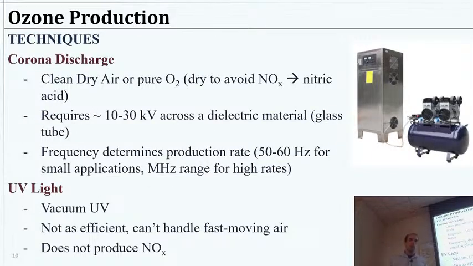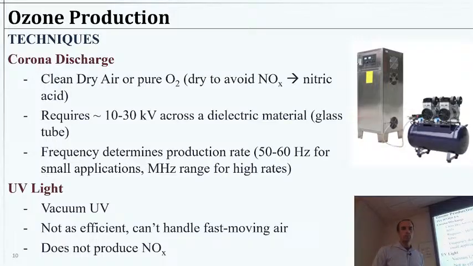How do we make it? Well, there's a few possibilities. We can take clean, dry air or even pure oxygen. We often want to avoid nitrogen because we could make nitric oxides, which could give us nitric acid, and that's pretty harmful for metals and people. So that's not so nice, and we will generally avoid any situations that can make that.